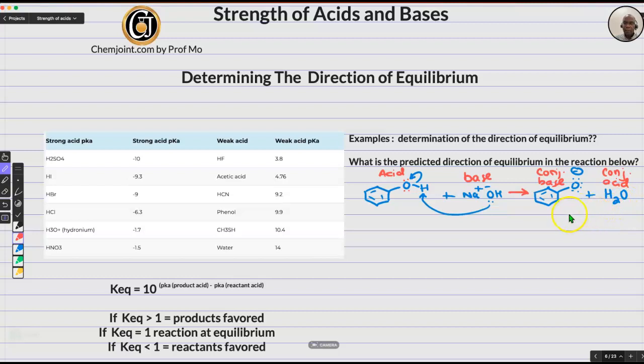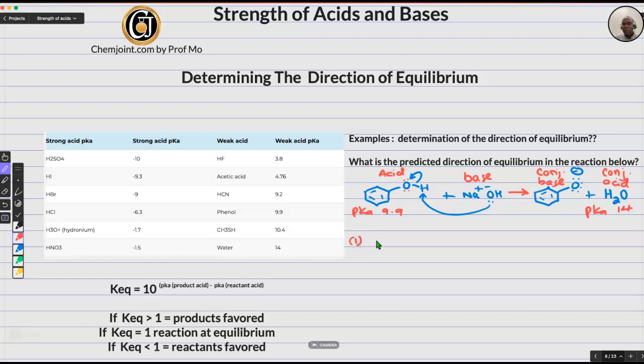Now, the pKa of phenol is 9.9, given. We know that the pKa of water at 25 degrees is roughly 14. Most authors will say 15, but I'm just going to use 14 for purposes of explaining.